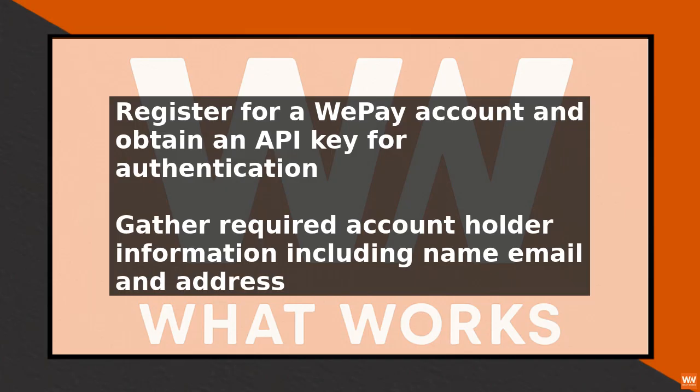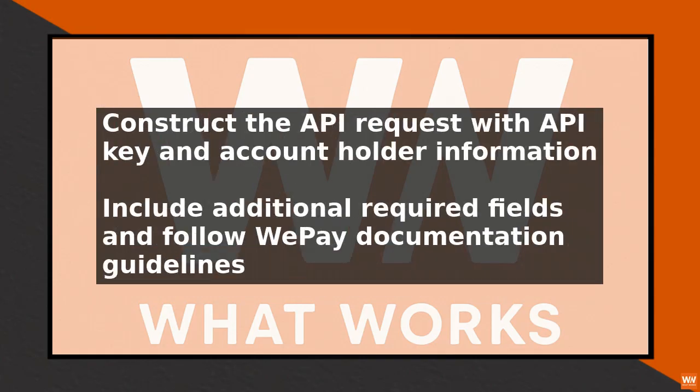Next, gather the required information for the account holder, including name, email, and address. It is essential to validate this information to ensure it is accurate and complete. The API requires specific formatting for the data, so make sure to follow the guidelines provided in the WePay documentation.